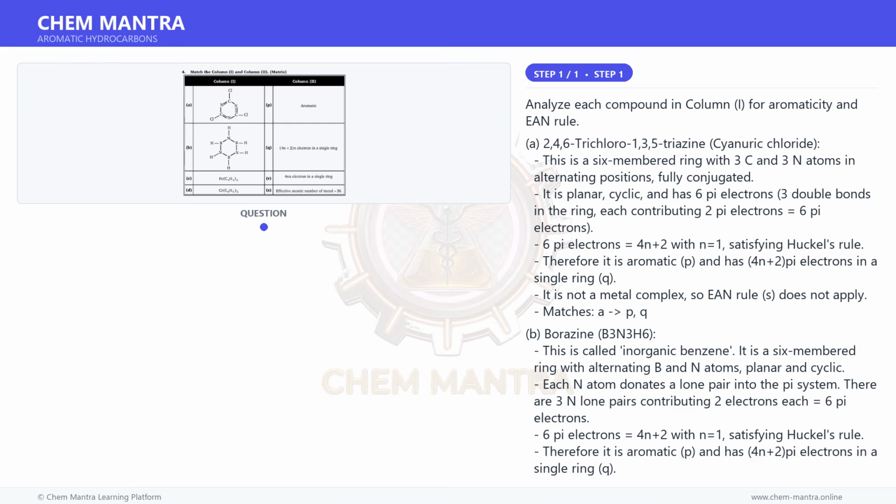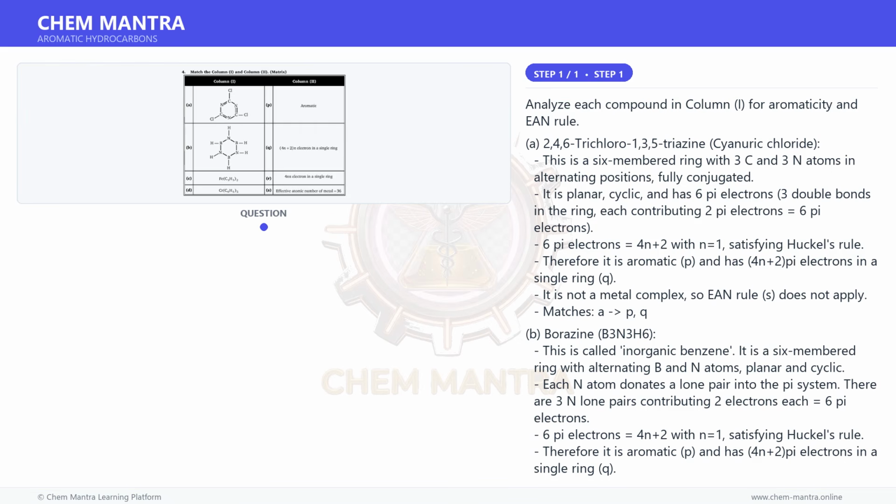Each Cp donates 6 electrons, so 2 Cp donate 12 electrons total. EN is equal to 24 plus 12 equals 36, which is the Kr configuration. So EN is equal to 36, S. Matches C, P, Q, S. D. Dibenzenechromium, Cr(C6H6)2.